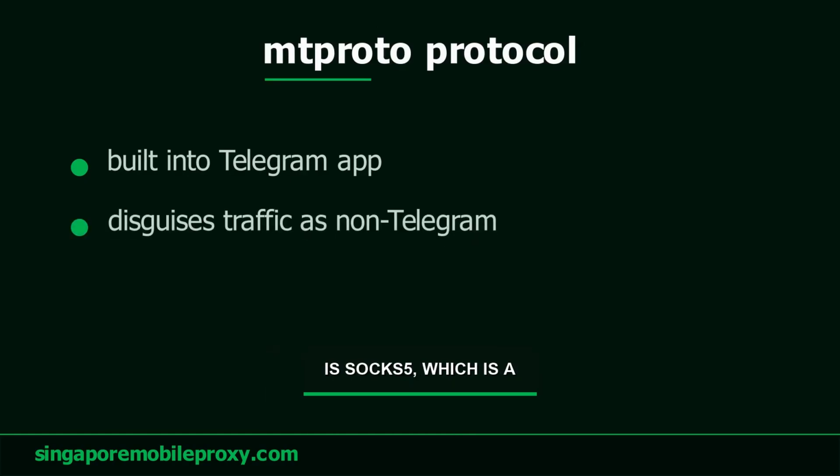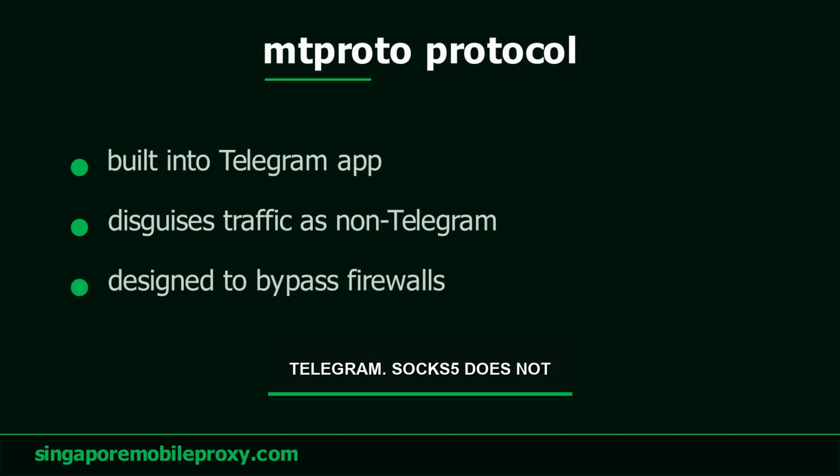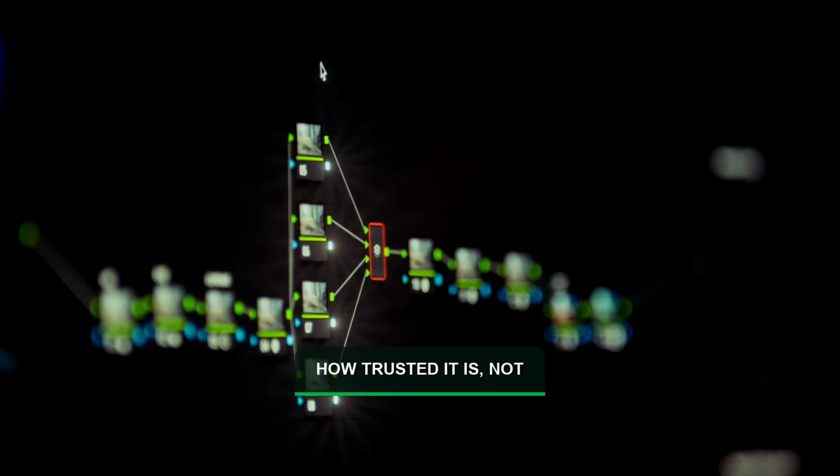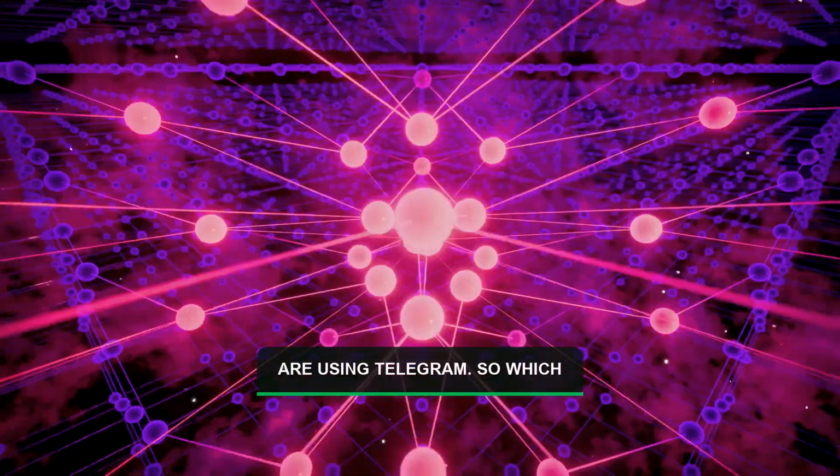The other option is SOCKS5, which is a general proxy protocol that almost everything understands, not just Telegram. SOCKS5 does not disguise anything. It simply takes your traffic and sends it out through another address. That makes it the right tool for the identity problem, because what you care about there is the address you come from and how trusted it is, not hiding the fact that you are using Telegram.